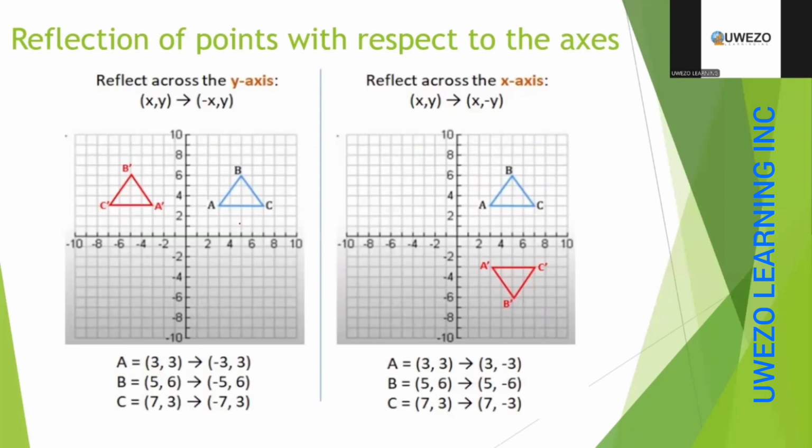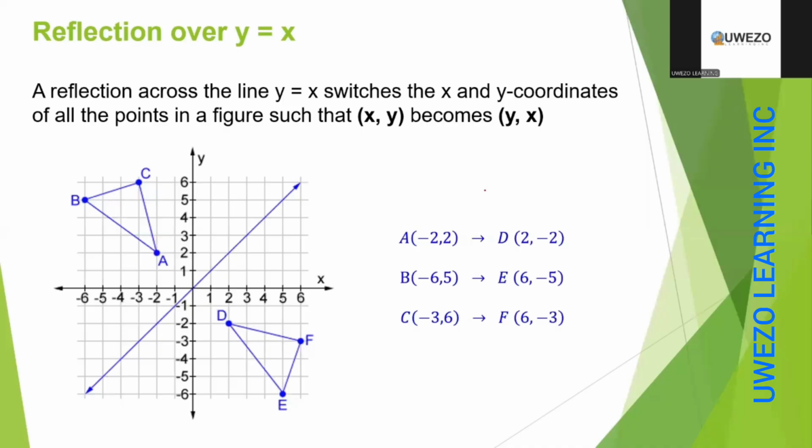For example, there is a triangle ABC with coordinates (3, 3), (5, 6), and (7, 3). So for reflection with respect to y-axis, we simply change the sign of the x coordinates. Similarly, if there is a reflection with respect to x-axis, we simply change the sign of the y coordinates. If we need to reflect a graph with respect to the line y equal to x, then we simply have to switch the x and y coordinates.